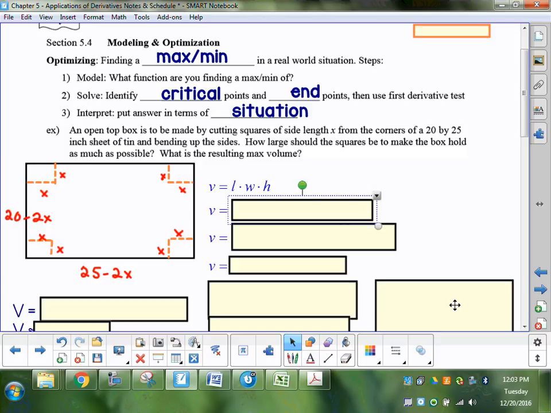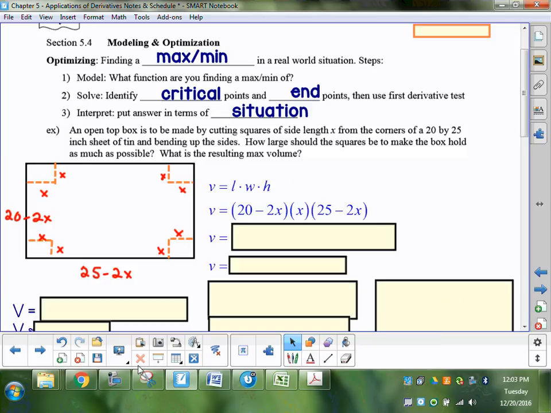So now I'm literally going to plug those in. My volume is equal to 20 minus 2x times 25 minus 2x times x. Length times width times height. Now I'm going to take the drastic step, and this is not a calculator question. You're going to multiply all of those together.